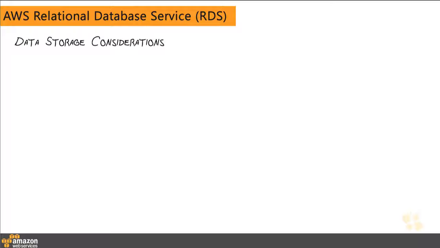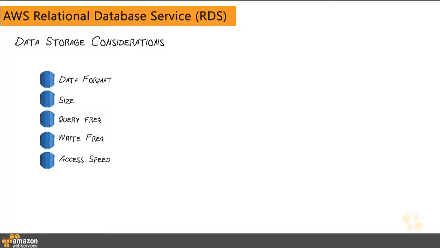Unsurprisingly, AWS offers a lot of different data storage options. When it comes to storing your data inside of the cloud, you need to consider all sorts of different things. For instance, the data format. Are you storing little bits of important data or big, large blobs of unstructured data? Your data size, how much space and how much storage do you need? Query and write frequency. How often do you need to look up or search this data, and how often do you need to write to or update this data? And even access speed can come into it for your particular use case, your particular application.